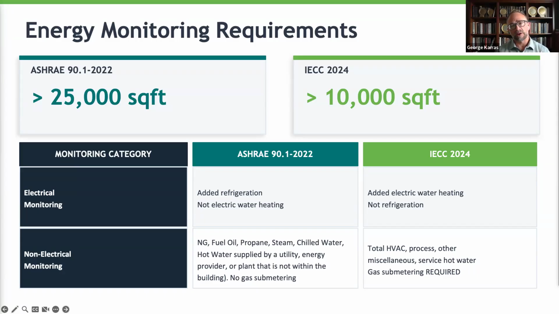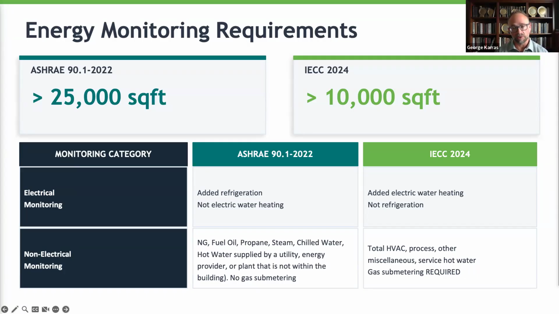But the best part about ASHRAE 90.1 is you don't need the gas submetering, the non-electrical monitoring. So you don't have to do your natural gas, your fuel oil, propane, all those items. However, in IECC, you actually do have to do all those. So gas submetering is required. And within that requirement, you're now talking about total HVAC monitoring, processes, which is your kitchens, and other miscellaneous equipment.